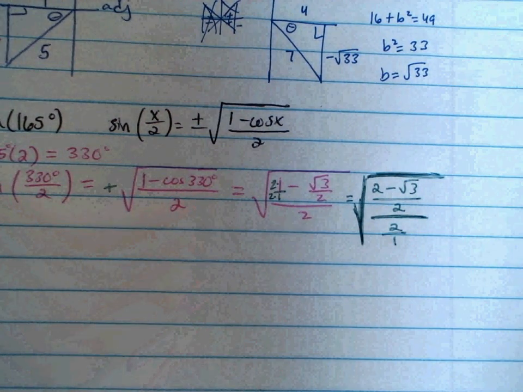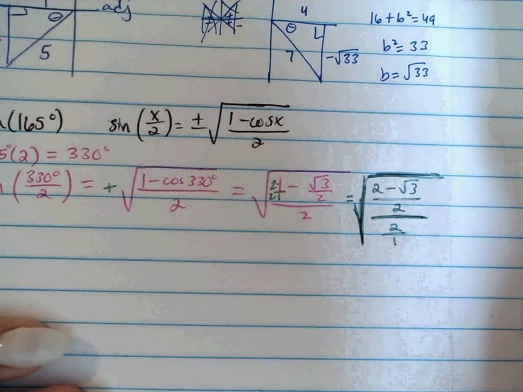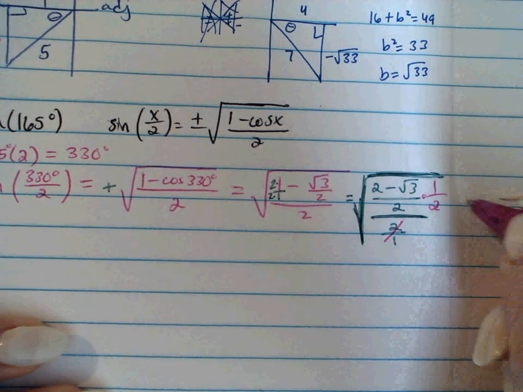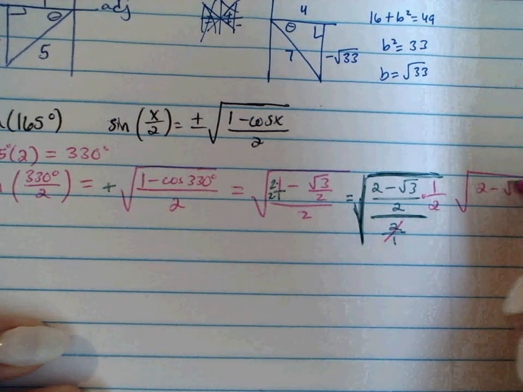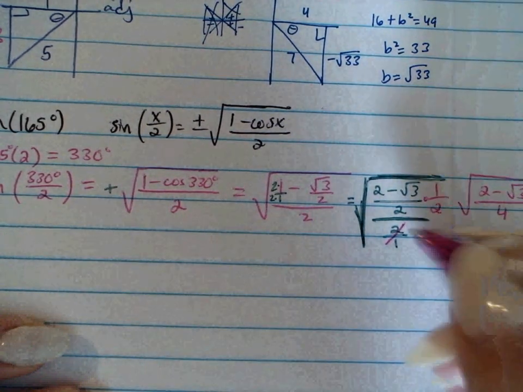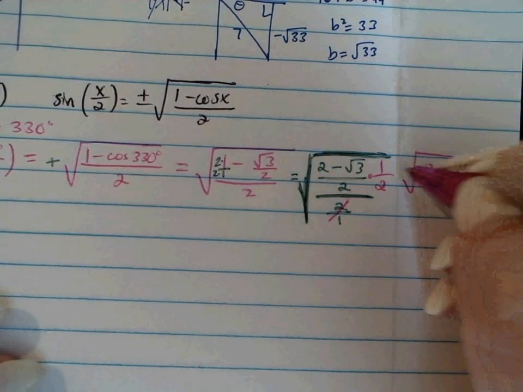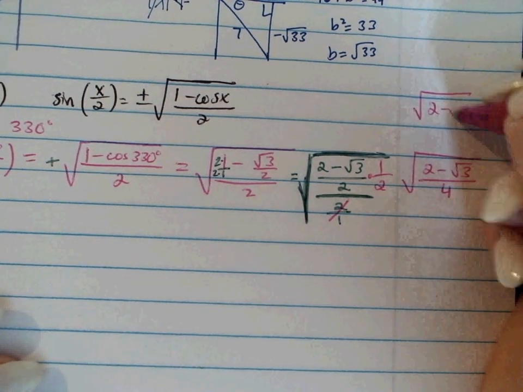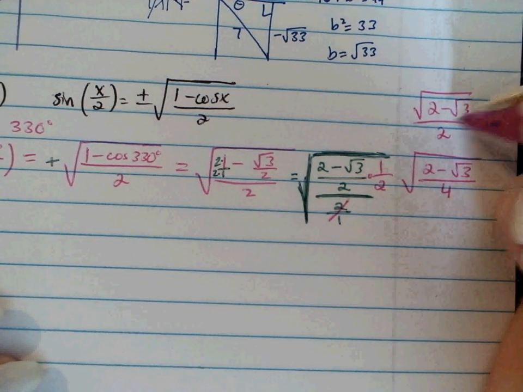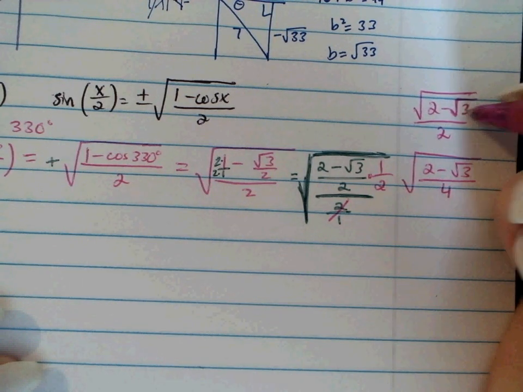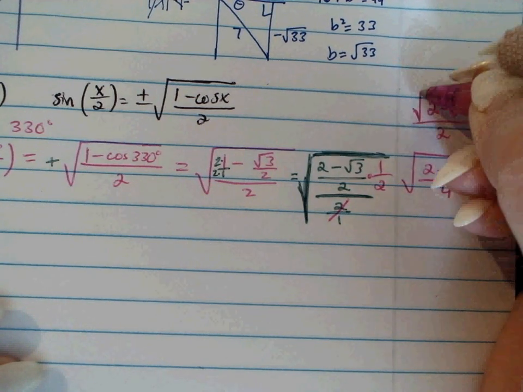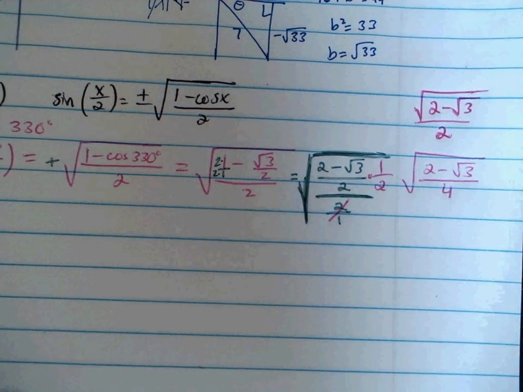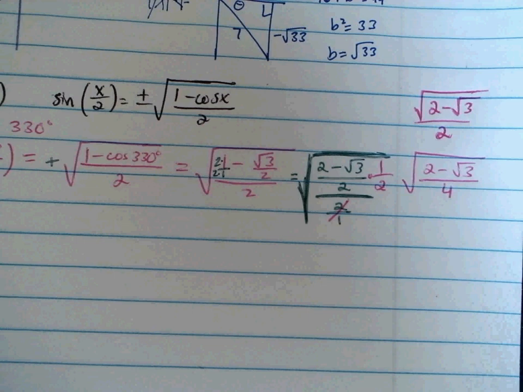Okay. Well, if you divide a fraction by a fraction, you can flip and multiply. So we're going to multiply by 1/2. And then this becomes the square root of 2 minus the square root of 3, all divided by 4, because it's 2 times 2. But then I can take the square root of the 4, and so the final answer is going to be the square root of 2 minus the square root of 3, all divided by 2, outside of the square root. Okay, and there's my answer. So I box that.